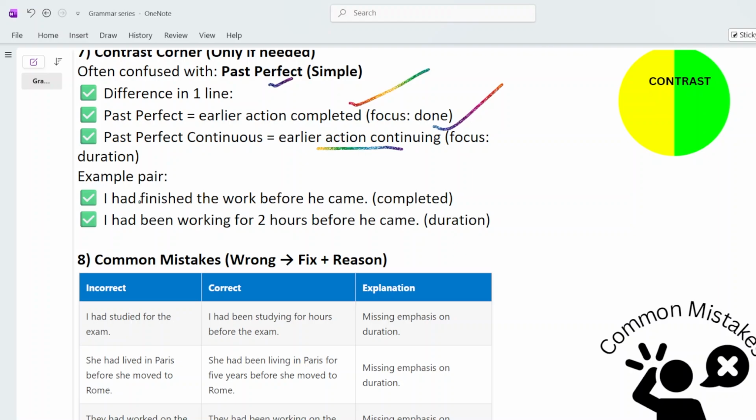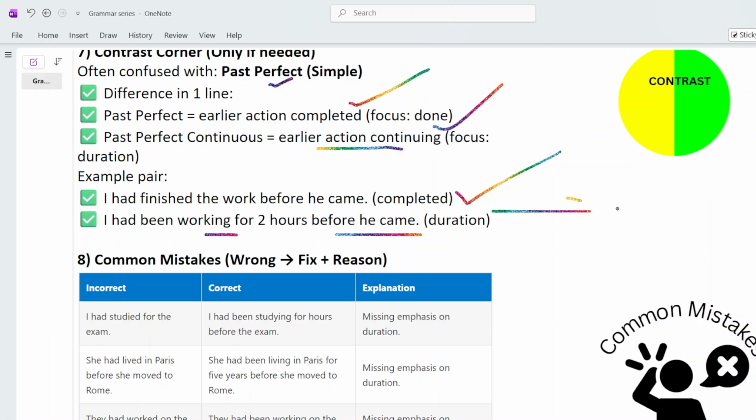Let's look at an example pair. I had finished the work before he came. It's a completed action. So this is past perfect tense. I had been working, so ing form, for 2 hours before he came. I hope you understood, and I'm pretty clear here.